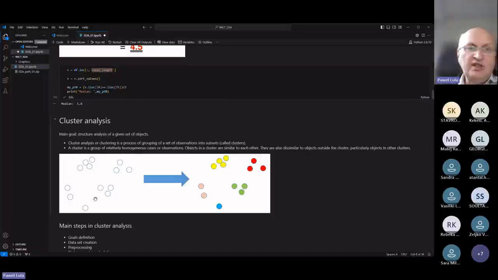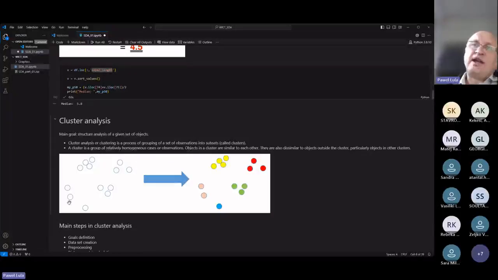150 flowers were described in this data set, and we are going to analyze relationships between them. Which flowers are similar, which are not similar. So we are going to answer the question if it is a homogeneous group, or maybe it is possible to identify groups of similar objects. It is the main goal of cluster analysis.